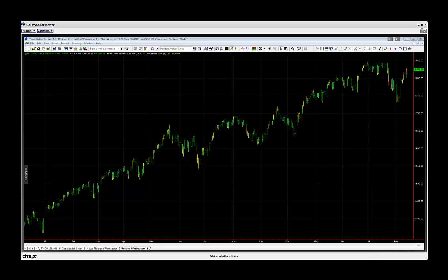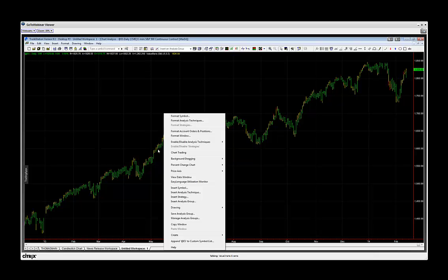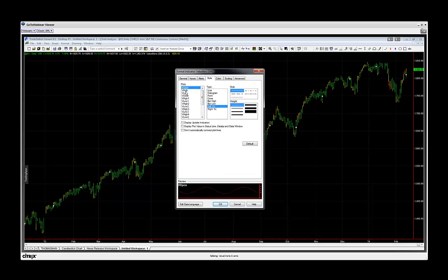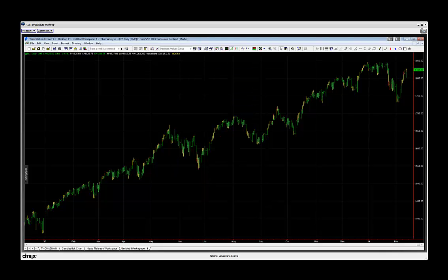Yeah, you can make the bars thicker. If you format your analysis techniques, go to the Style tab over on the left-hand side of the screen where it says V open, V high, V low, V close, etc. You're going to change the weight of all of those to whichever thickness you want for your bar thickness, and that'll make it a little bit easier to see.